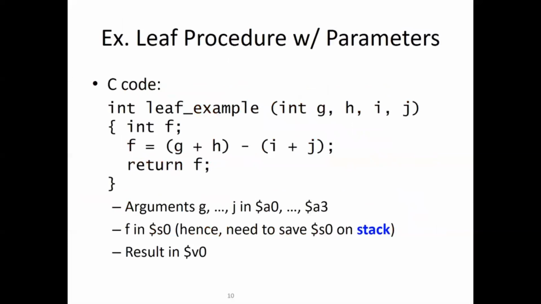A procedure that does not make any additional calls is known as a leaf procedure. Here is a relatively simple leaf procedure whose procedure body should look familiar if you watched the earlier video on integer arithmetic. The arguments G through J are allocated to registers $A0 to $A3. We will allocate the local variable f to the register $S0 for descriptive purposes. The return value should be in $V0.